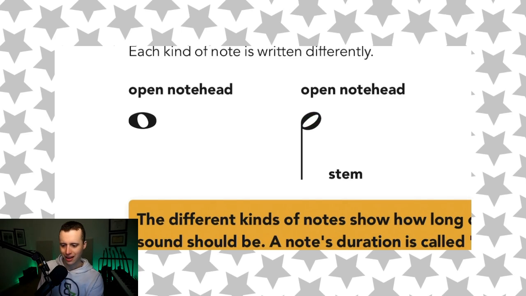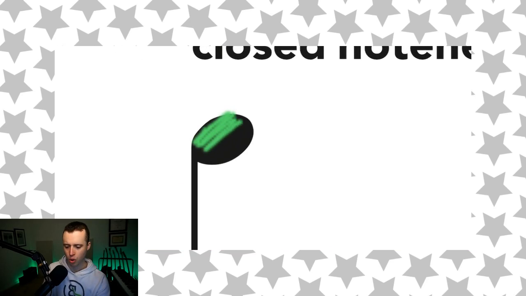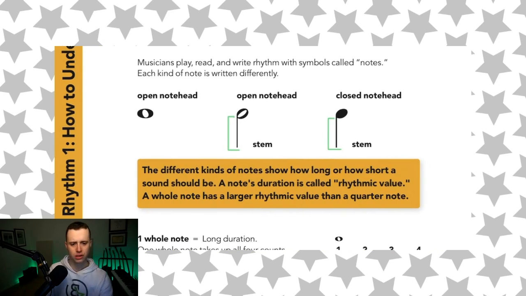And then we have a stem. Now the stem is this line right here that comes down from the note head. So we have an open note head and a stem. The last type of note for us to look at is a closed note head. So this is called a closed note head because, as you can see, the whole note head is colored in. So that's a closed note head. And the closed note head can also have a stem. So we have open note head that is pretty much level, an open note head that's tilted with a stem, and then we have a closed note head with a stem.